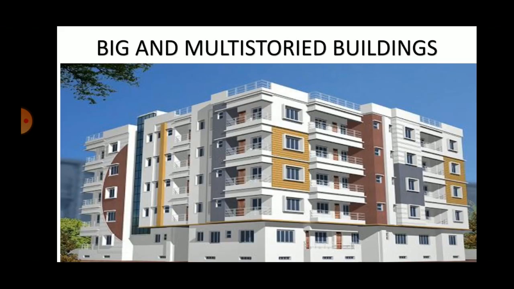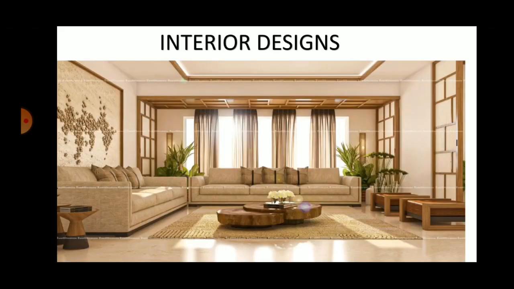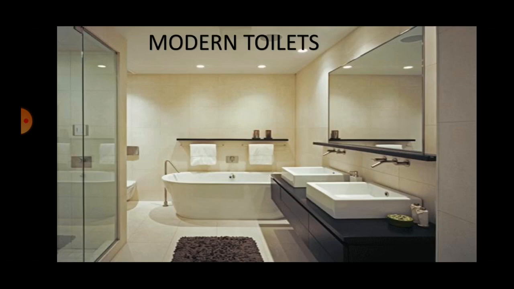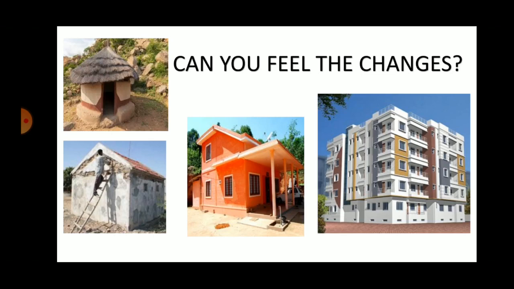In the cities, you can see big and multi-storied buildings. The interiors of the buildings are so beautifully designed. Even the toilets are made of beautiful tiles and marbles. So children, can you feel the changes that have occurred in the house building materials and the type of houses? Yes, so many changes have occurred in the house building materials and the type of houses over these years.